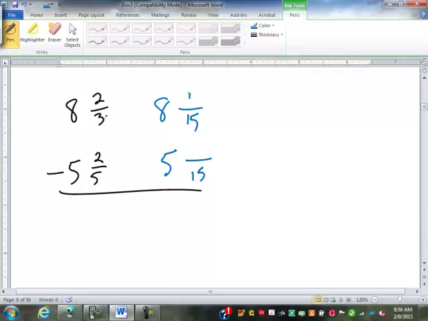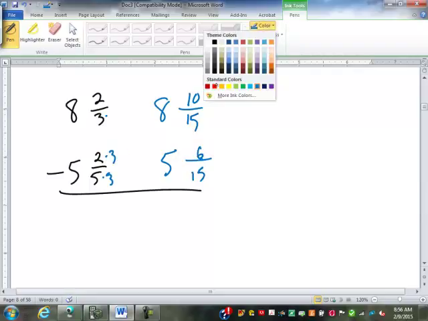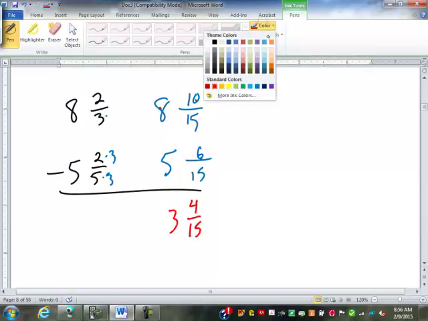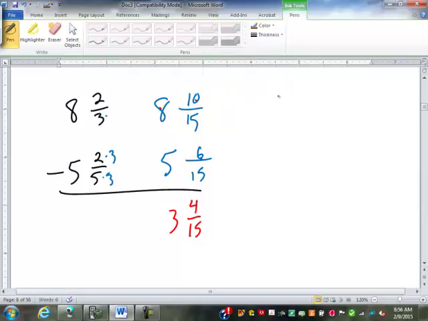So 2 times 5, this is going to be 10. This is going to be 5 times 3, so 2 times 3 is 6. Now we subtract. 10 minus 6 is 4/15. 8 minus 5 is 3. Now, it's not always that simple. We can run into things like this.